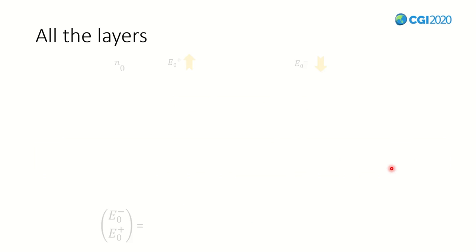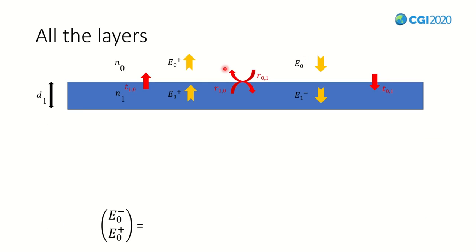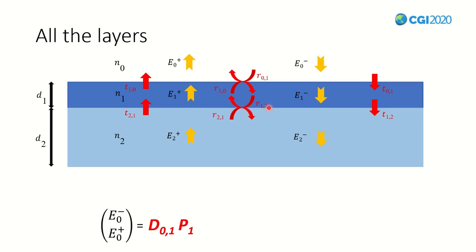So now if we combine all the layers, well, we have first a wave that is propagating in our first medium that is hitting the first layer of our coating. So it's first hitting the interface and propagates through the first layer. So we multiply that by D01 P1. Then the wave hits the second layer. So first the interface between the first and second layers, then propagates through the second layer.